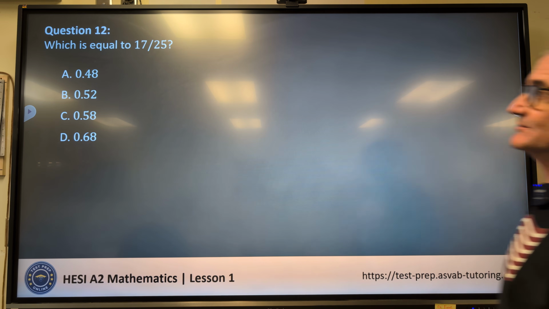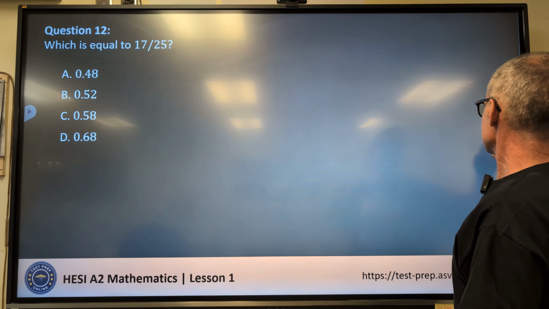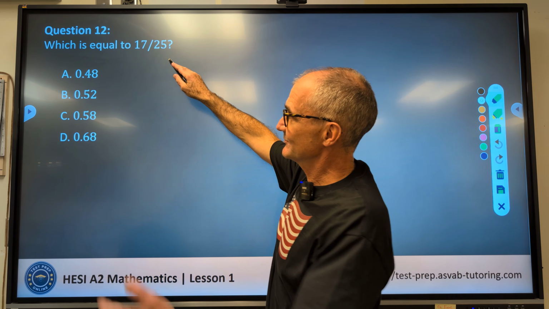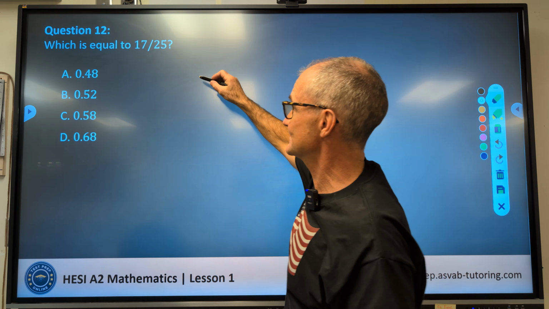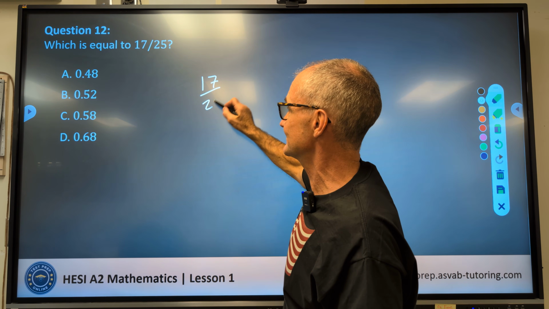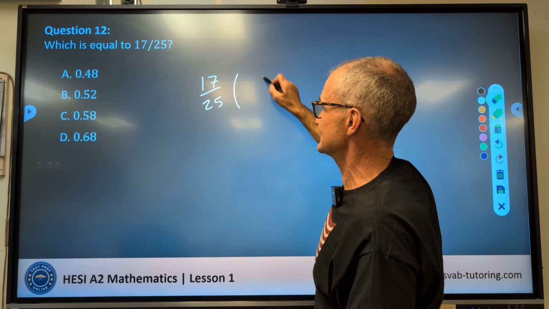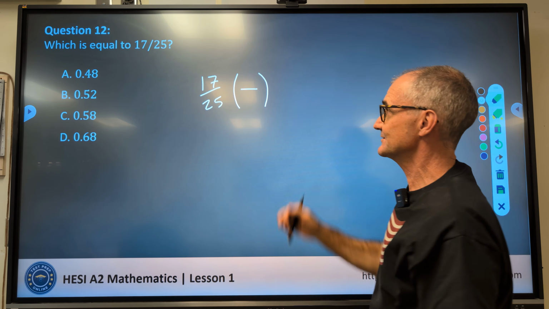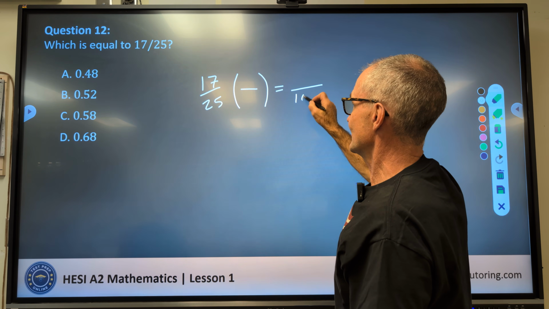Which is the equivalent of 17 over 25. This one's a little hard. You've got to be able to see, we're going to go to decimals, and decimals by definition are parts of 100. So I have 17 over 25. If I want parts over 100, I need to multiply this by something. This something has to be a factor of 1 so I don't change the value of it. And then it's going to equal something over 100.